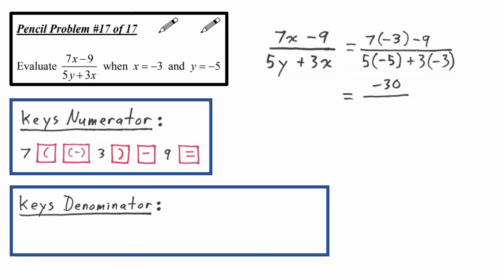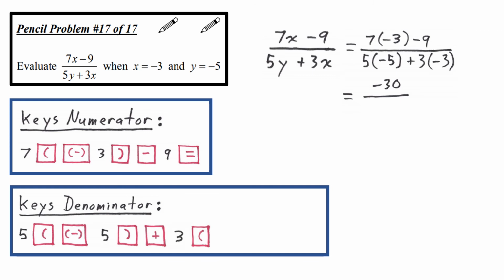Now for the denominator. We start with the 5, open parentheses, the negative button, 5, close parentheses, plus, type the 3, and then open parentheses, type -3, close the parentheses, and hit equals. That gives us -34, so we write it on the bottom. And now we need to simplify.